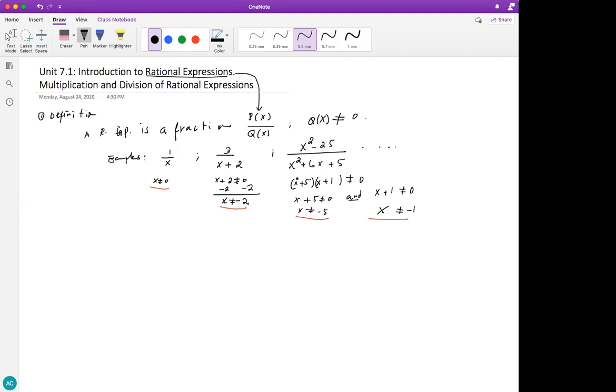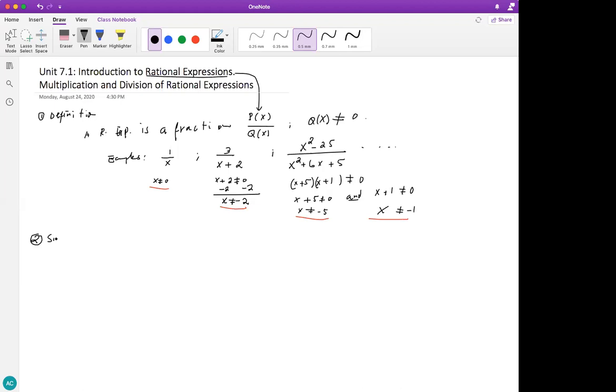Okay, so the first step: we want to look at a rational expression and see what the domain is, the domain of definition. For this one, you can use any number except 0. The domain here is all real numbers except negative 2. For this one, we can't use these two. All right, so now that we know what a rational expression is and what its domain is, let's see how to simplify.